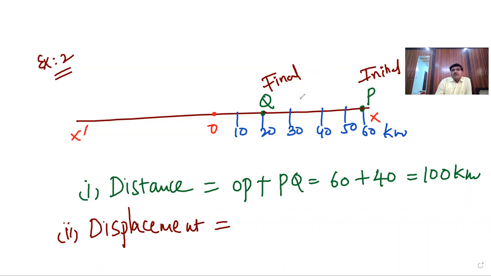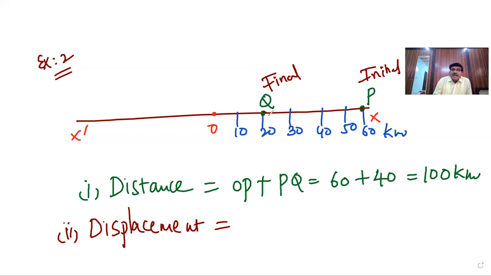Initial position and the final position. What is the displacement? Just now we have seen, displacement is what? Change in the position. It occurs due to change in position. Okay. What is the simple thing that the magnitude I need?